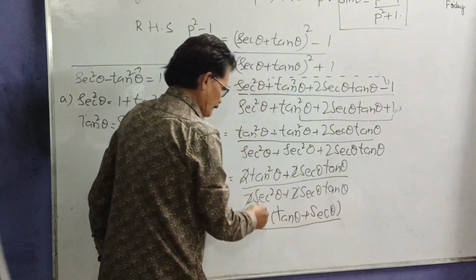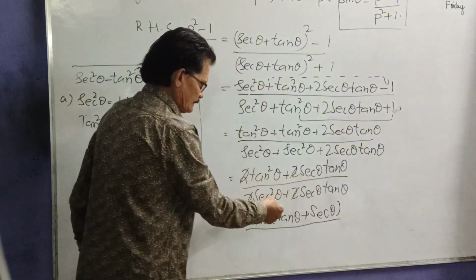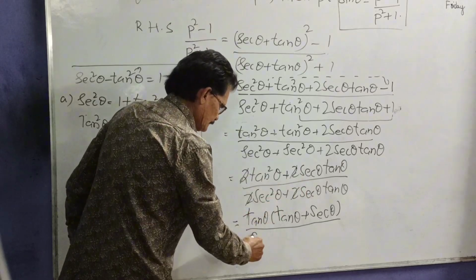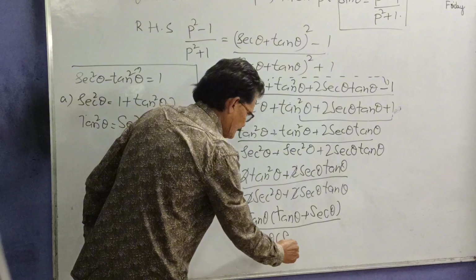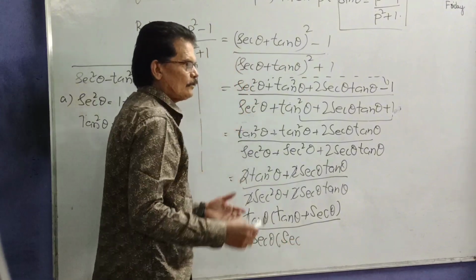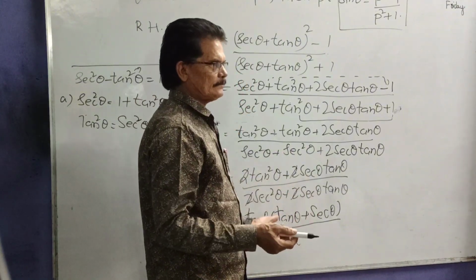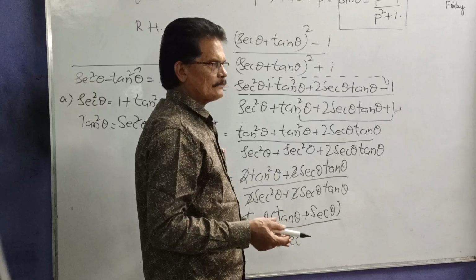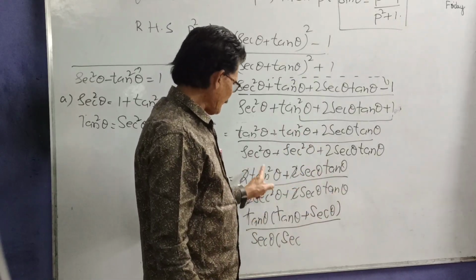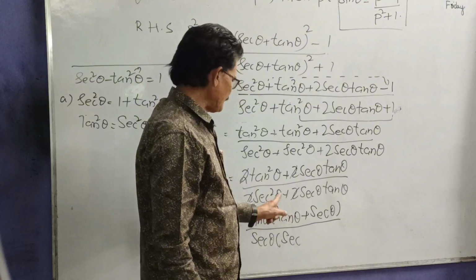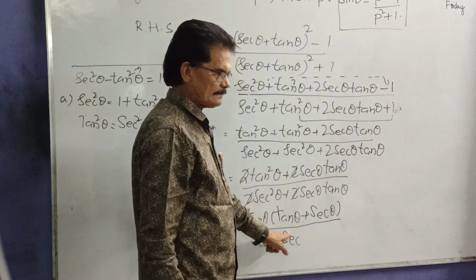Here we can take sec theta common. Sec theta into again another sec theta. You know a into a is a square. So tan square is tan into tan. Sec square is sec into sec.